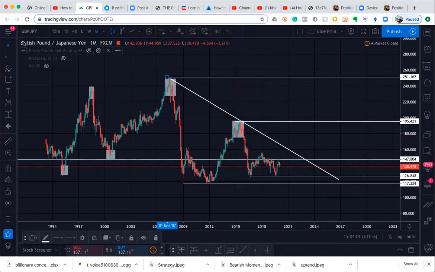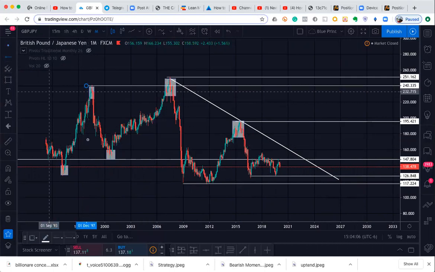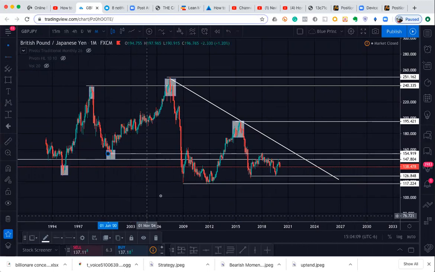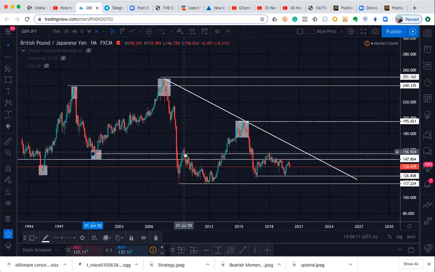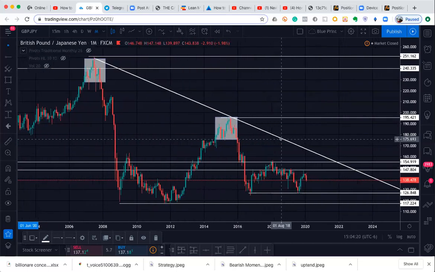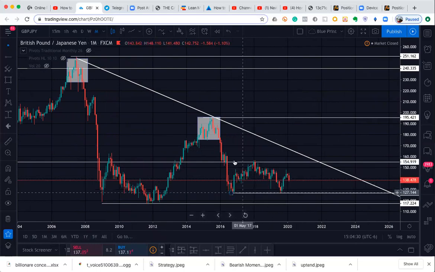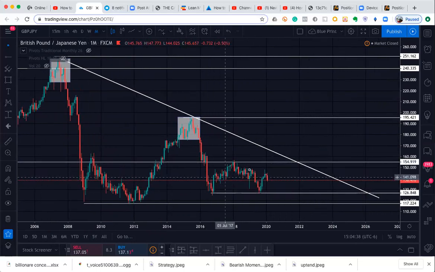Right here, it held. Right here, it held. Right here, it held. And that's relatively true right here. It got there, came out of there, that's relatively true. So what we're doing now is pretty much boxing price in. See this? Boom, boom, boom. We're running this rabbit into a hole.